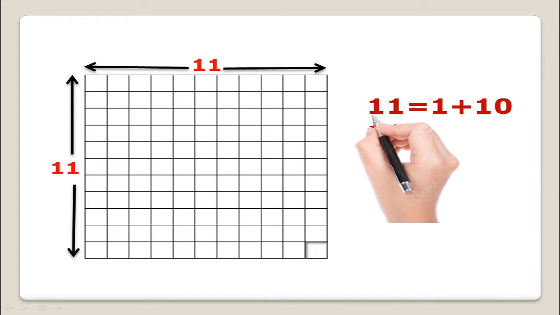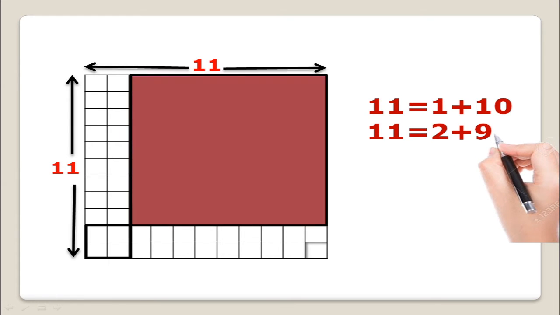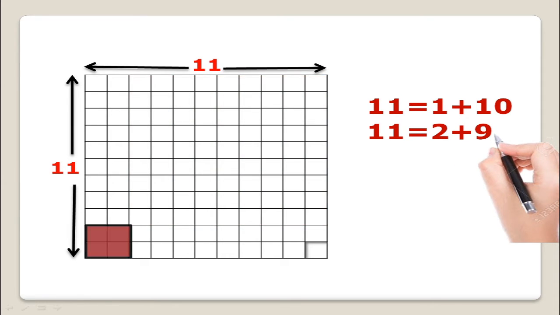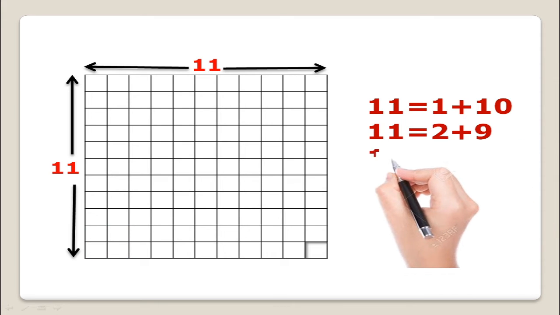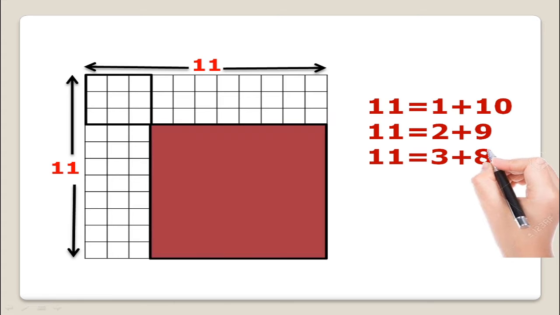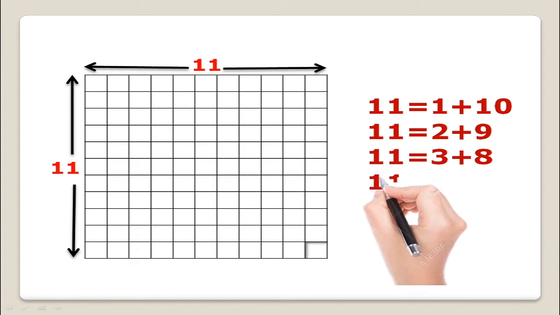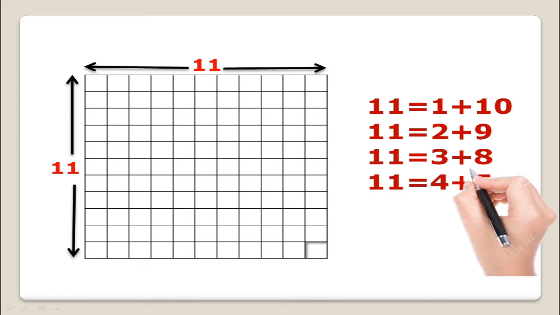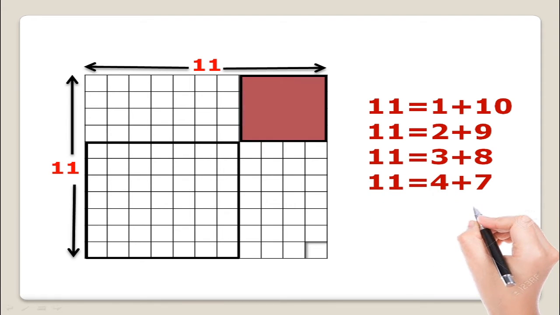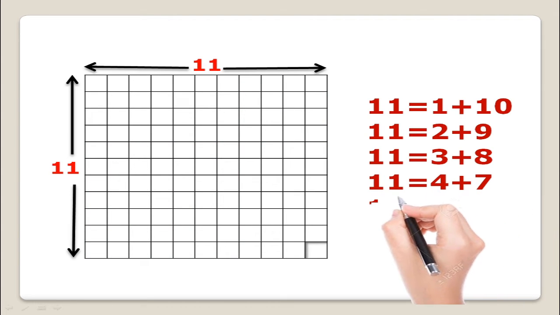And 11 can also be written as 2 plus 9, where our two squares will be of side 2 and 9. 11 can be written as 3 plus 8, which is the third possibility. And in each try, we change its configuration and try to find its area. That is expansion of a square in different ways.